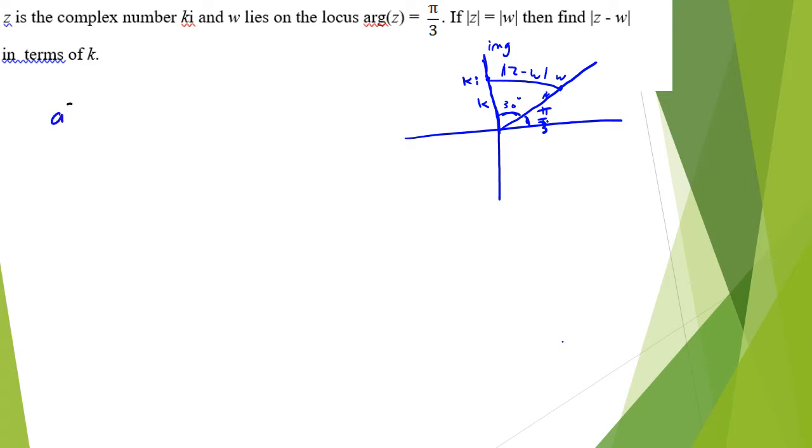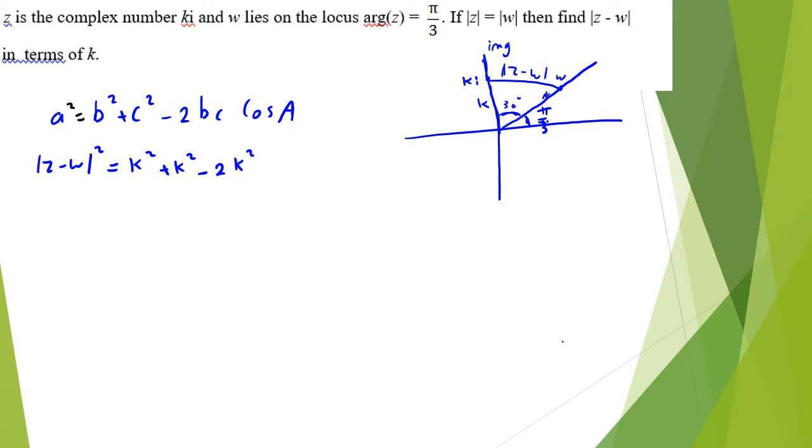So the cosine rule is a squared equals b squared plus c squared minus 2bc cosine A. Now a squared is the length of z minus w squared. b squared is k squared plus another k squared, because the two lengths are equal, minus 2k squared, because k times k is k squared, times cosine 30. Now you can work with radians, but I just like to work with degrees all the time, so that's why I converted to degrees.